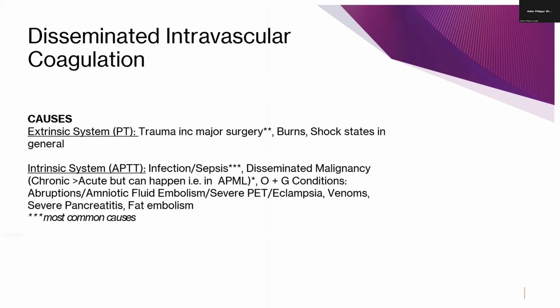Some of the most common causes of DIC are major surgery, burns, septic shock, infection, disseminated malignancy, and obstetric conditions such as amniotic fluid embolism and severe preeclampsia. Also snake venom, which I've seen. The most severe case of DIC I've ever seen was a snake bite. Severe pancreatitis and things like a fat embolism after an orthopedic injury can all cause severe DIC.